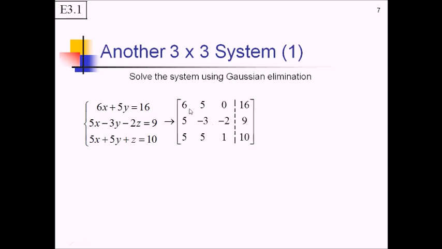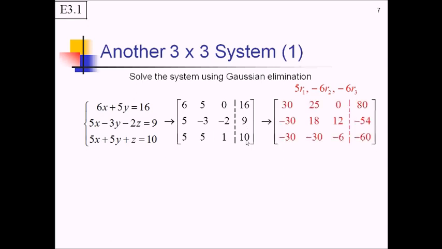So let's get zeros down here where the 5s are. 6 and 5s, those all go into 30. Let's make row 1 +30 and the bottom 2 rows -30. So row 1 multiply by 5, rows 2 and 3 by -6. Top row, I've got 30, 25, and 80. Next row, that's -30, 18, 12, and -54. And then we have -30, -30, -6, and -60. Let's add row 1 to rows 2 and 3 and put the answers in 2 and 3.